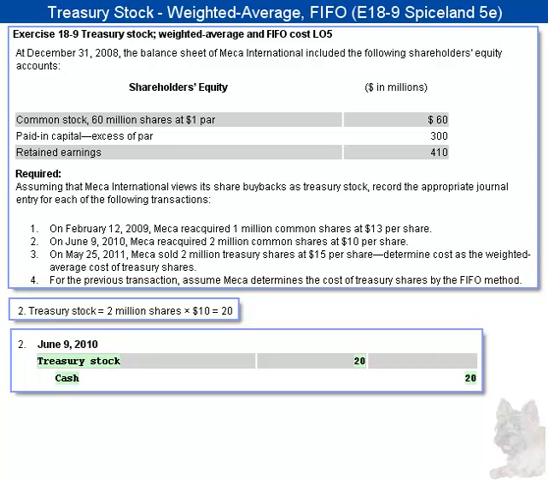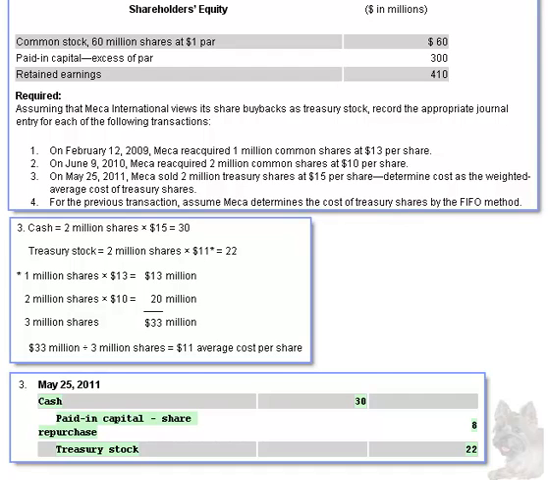Then on 3 it says, on May 25th, 2011, Mecca sold 2 million treasury shares at $15 per share. Determine cost as the weighted average cost of treasury shares. So let me illustrate that down below. Now I've adjusted the screen a little bit so that you can see the work. I've slid us down a little bit.